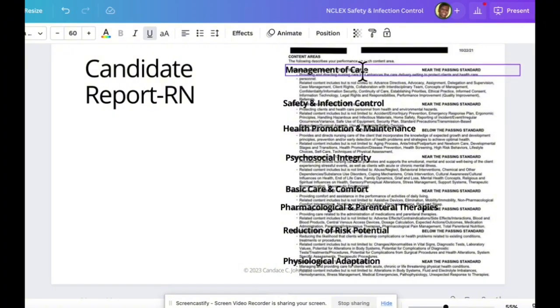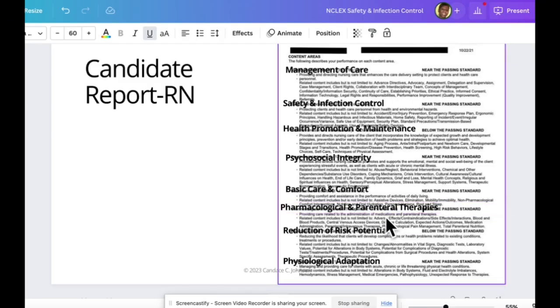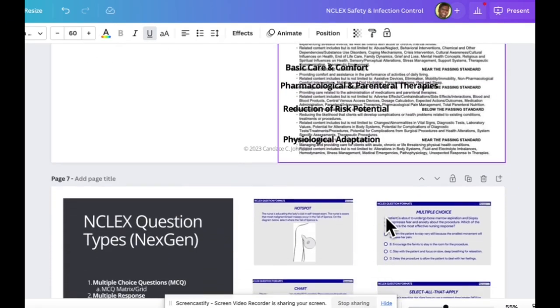management of care, which for the PN would be coordination of care, and pharmacological and parenteral therapies, which for the RN includes the parenteral, but for the PN, there's pharmacological therapies only. All right, no parenteral therapies, so no IV administered drugs like TPN, blood products, or platelets, so that includes the blood products, and IV meds. Okay, all right, so moving forward.